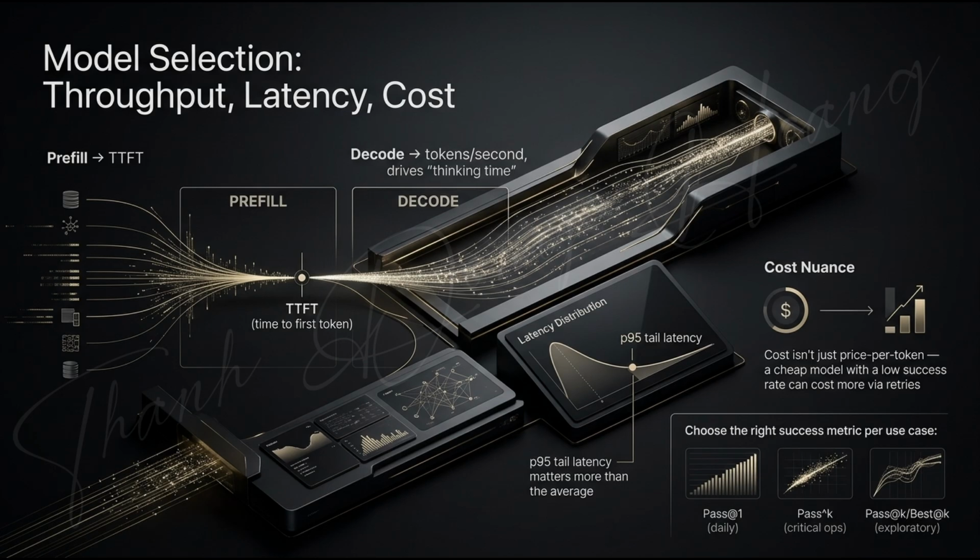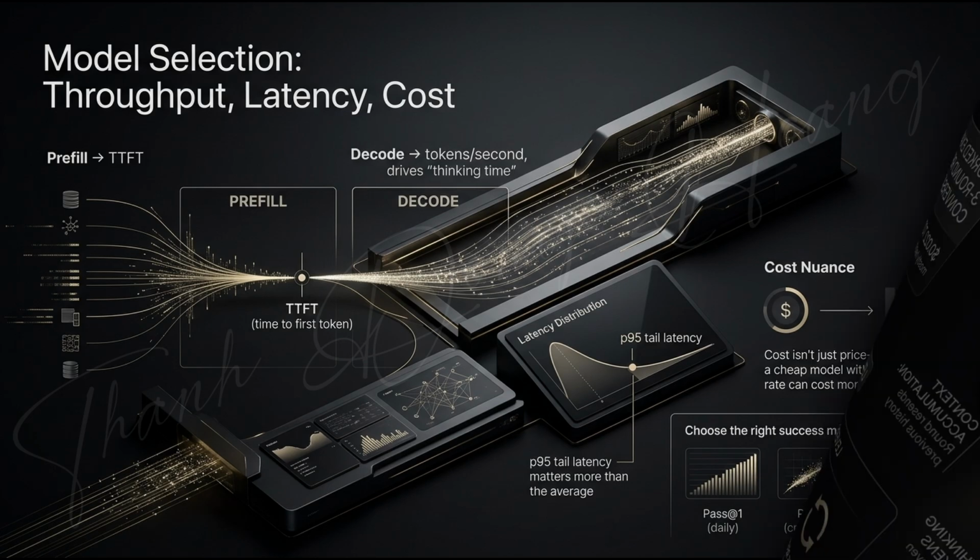On cost, the trap is judging a model's price tag in isolation. A cheap model with a low success rate can end up costing more overall once you count the retries needed to get a correct result. And the right success metric depends on the use case. For everyday tasks, look at single attempt success rate. For critical operations, prioritize the probability that every attempt succeeds. For exploratory tasks, look at the best possible outcome given multiple tries.